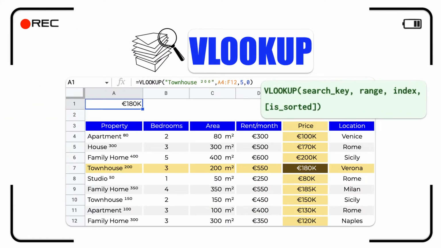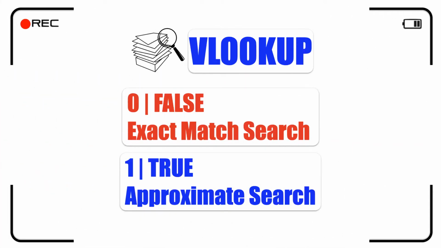And now, let's jump to the VLOOKUP and its syntax. We need to answer these four questions. We are looking for which value, in which range do we find it, which column of the selected range do we want to return, and do we want to use the exact match or approximate search. We type 0 or false for the exact match search and 1 or true for the approximate search.